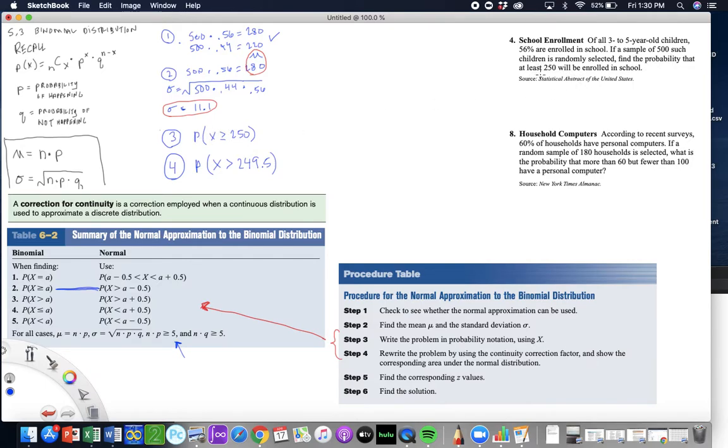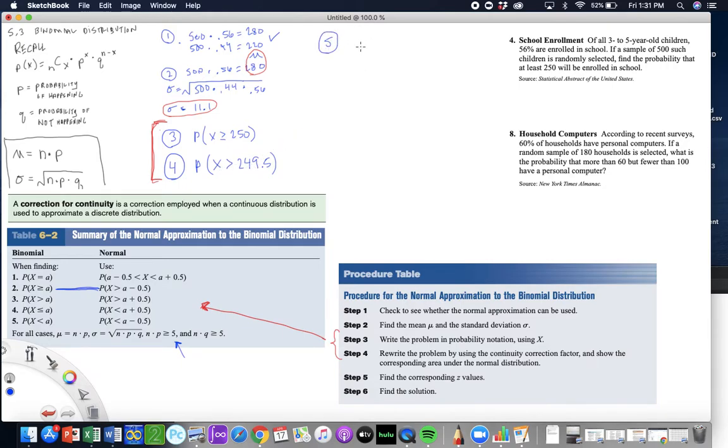Again, I wrote the problem in the context of what it's asking for. Find the probability that at least 250 will be enrolled in school. I then looked it up in this category. I found that it's greater than or equal to A, and then I subtracted 0.5 from that value. So it's now 249.5. This part right here, I can't reiterate enough, is really the new stuff we're learning. It's just a slight adjustment. Because now in step 5 I'm just going to find the z value.